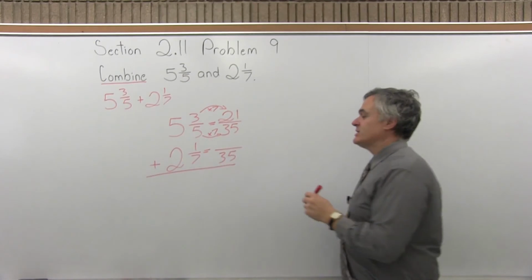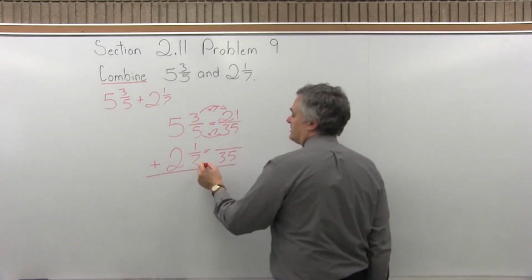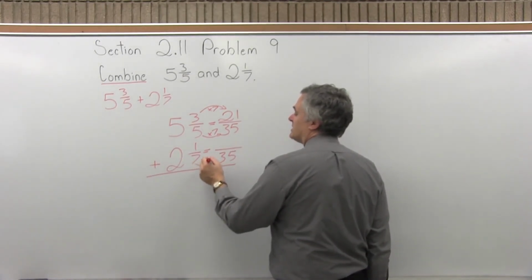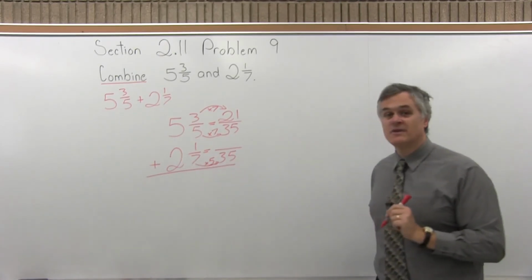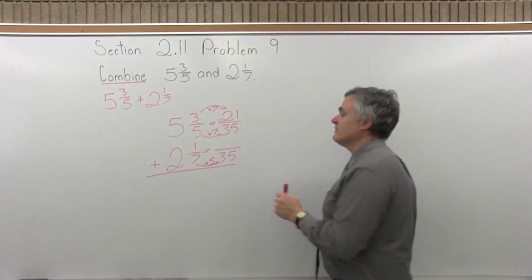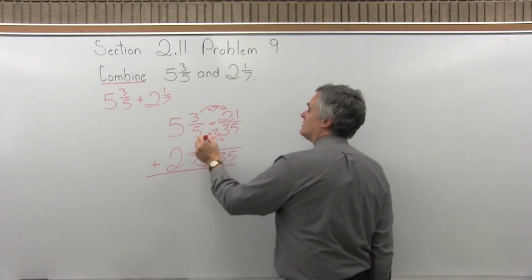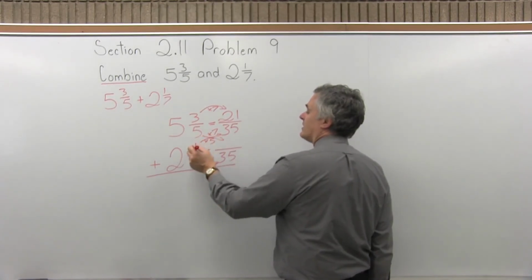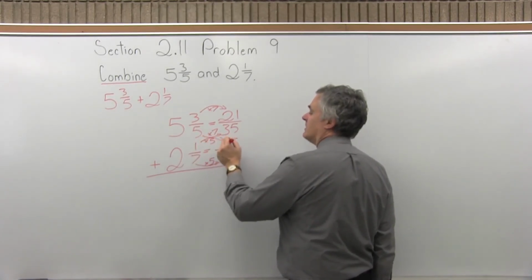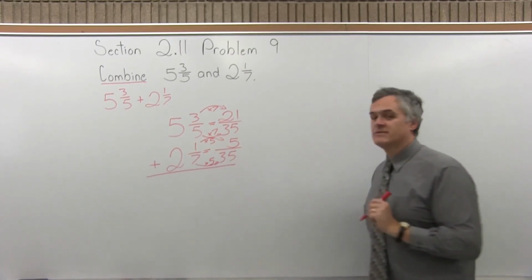Now for the other fraction, I started with a denominator of 7. It became a 35. I must have multiplied times 5. 7 times 5 is 35. So the numerator would also be multiplied times that value of 5. So I'd have 1 times 5. 1 times 5 is 5.